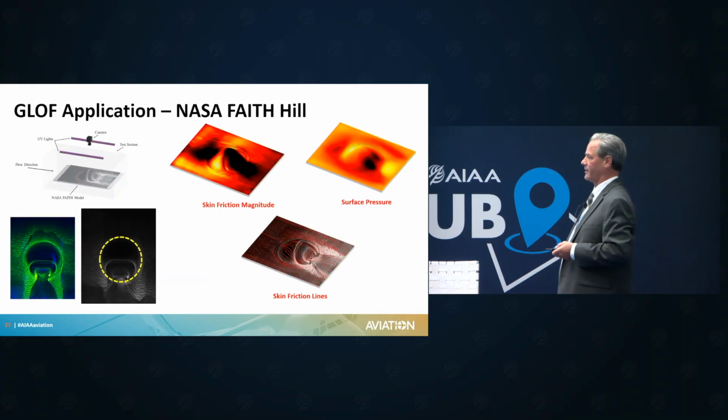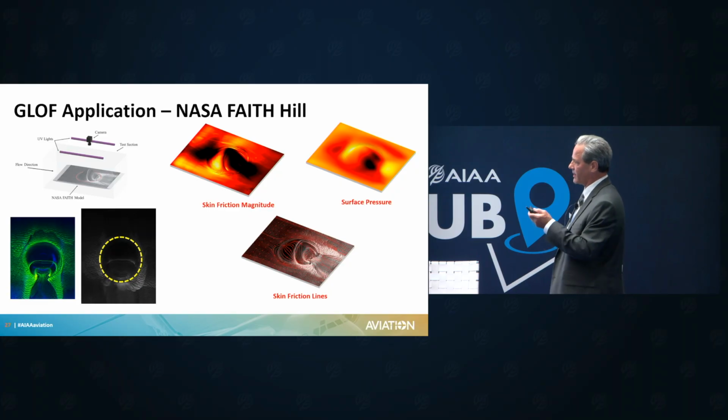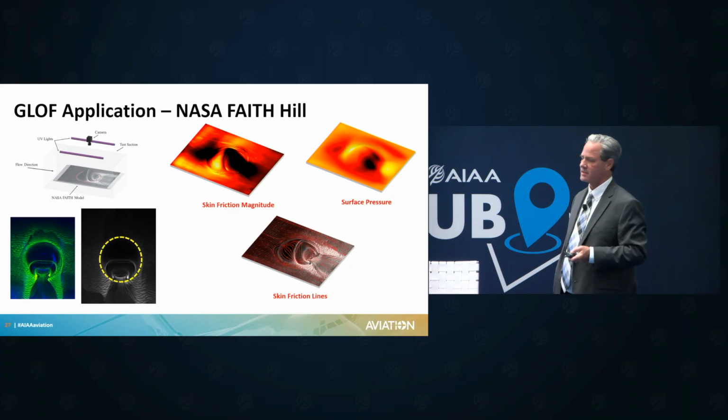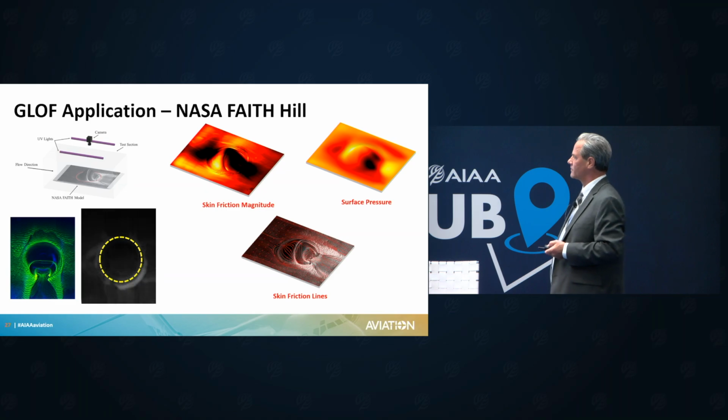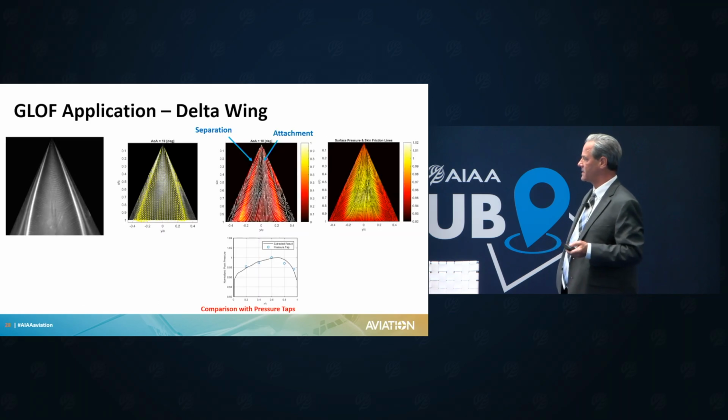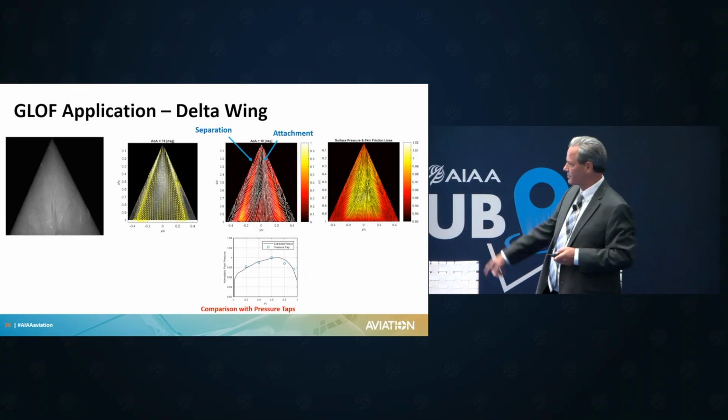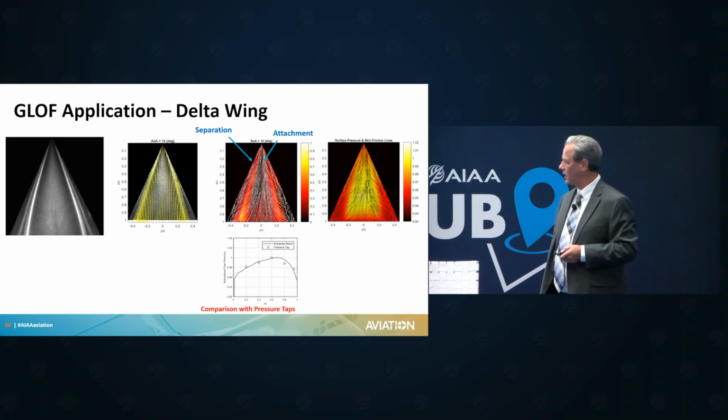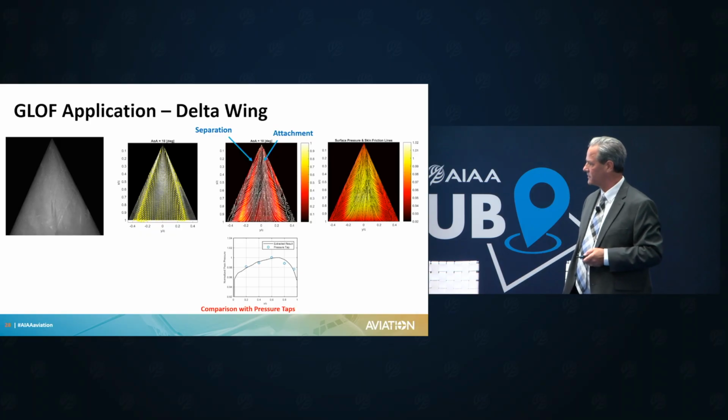And NASA Faith Hill, a standard model, and we applied the GLOF there. Again, these have all been verified through validation using pressure taps in this case. And on a delta wing, again, here you can see the good separation and the attachment, and then the comparison with the pressure taps. So although not one-to-one, it's very accurate.